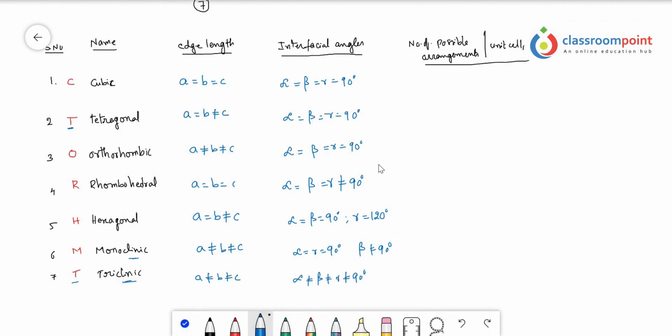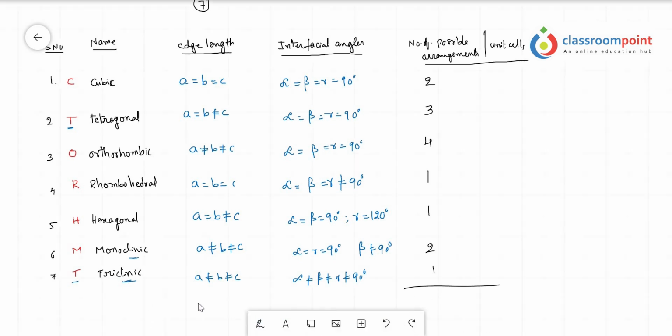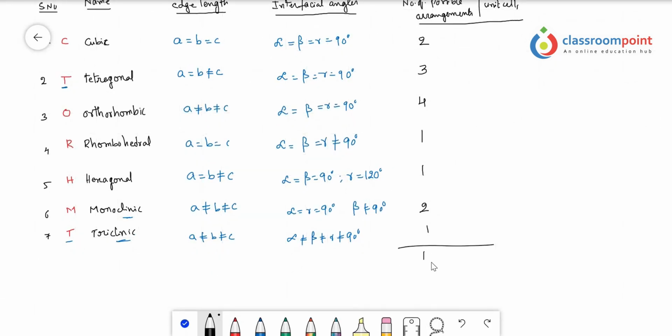In these 7 basic crystal systems, the number of unit cells possible are 2 for cubic, 3, 4, 1, 2, 1. Just to sum all these values, we will get the number 14. 3 plus 2, 5 plus 4, 9, 10, 11, 12 plus 2, 14. So these 14 possible arrangements of the lattices are called the Bravais lattices.